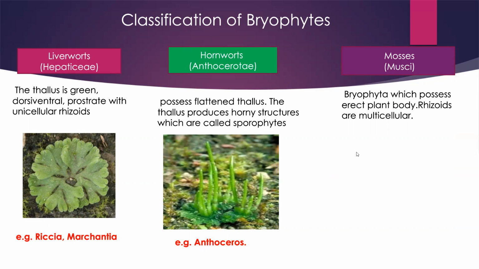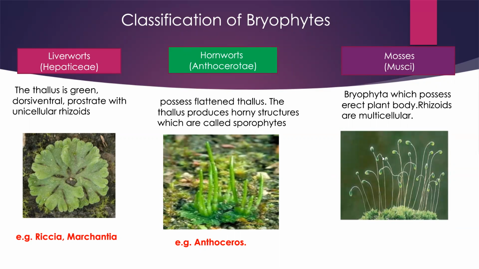In this case, the plants of this group possess an erect plant body. You can see here the picture of the Funaria. Examples: Funaria, Polytrichum and Sphagnum. This is a picture of a Funaria. Here you can see the plant body is erect.